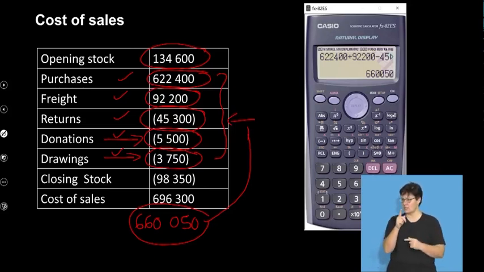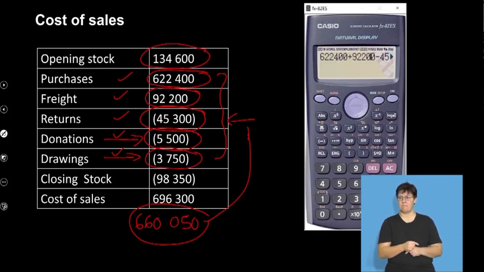It was 622,400, we got that, plus the 92,200, we got that. Then we've got the minus 45,300, which was my return, minus the 5,500, which was my donations, and then minus the 3,750, which was my drawings. Then eventually it gave us our answer of 660,050. Okay, there we go. Let's continue with the question.